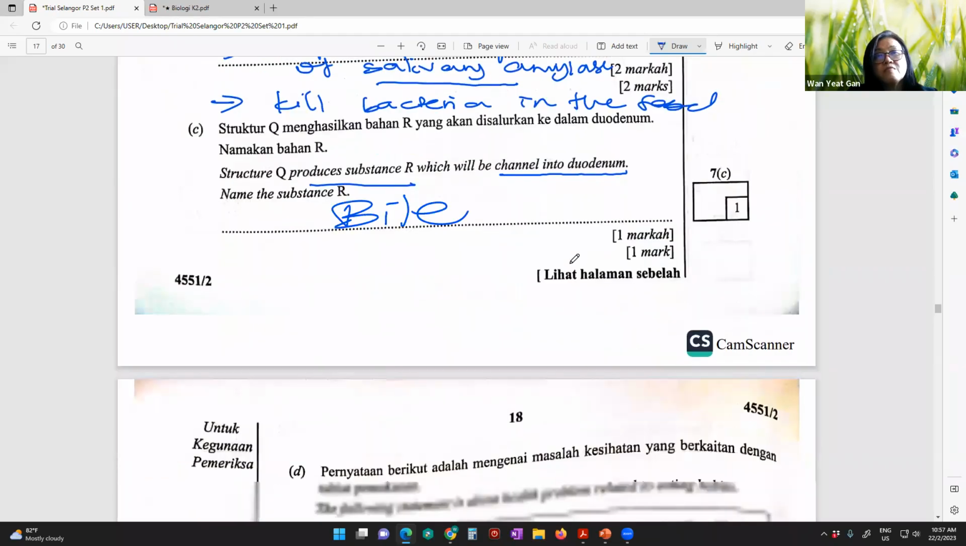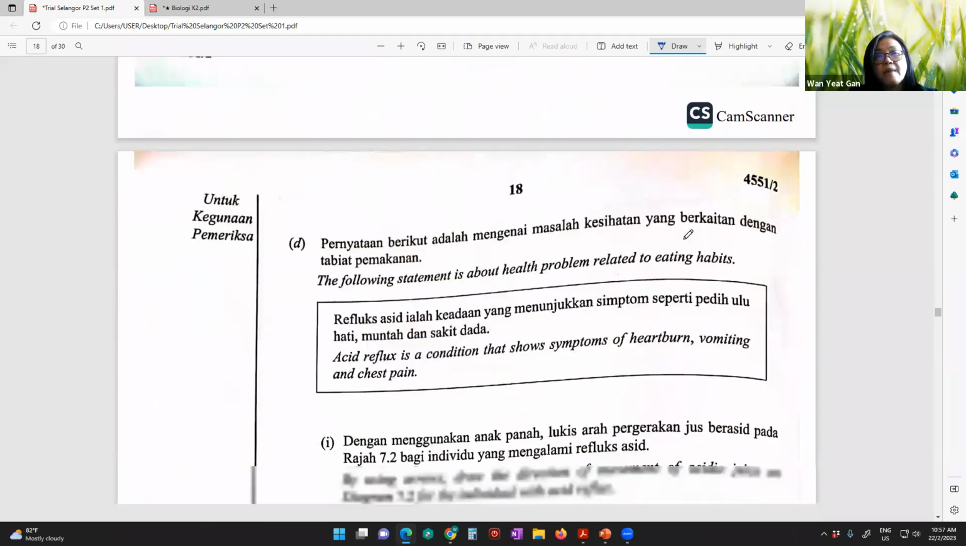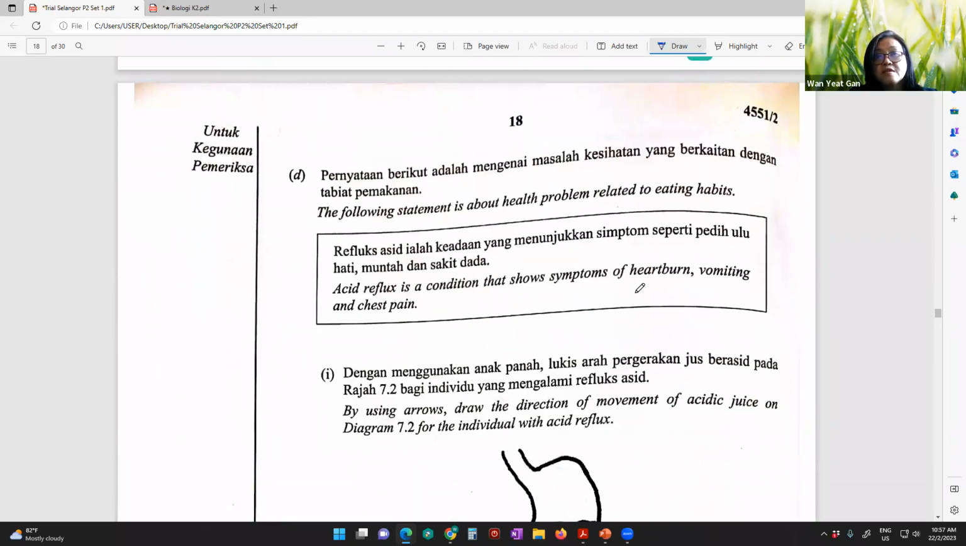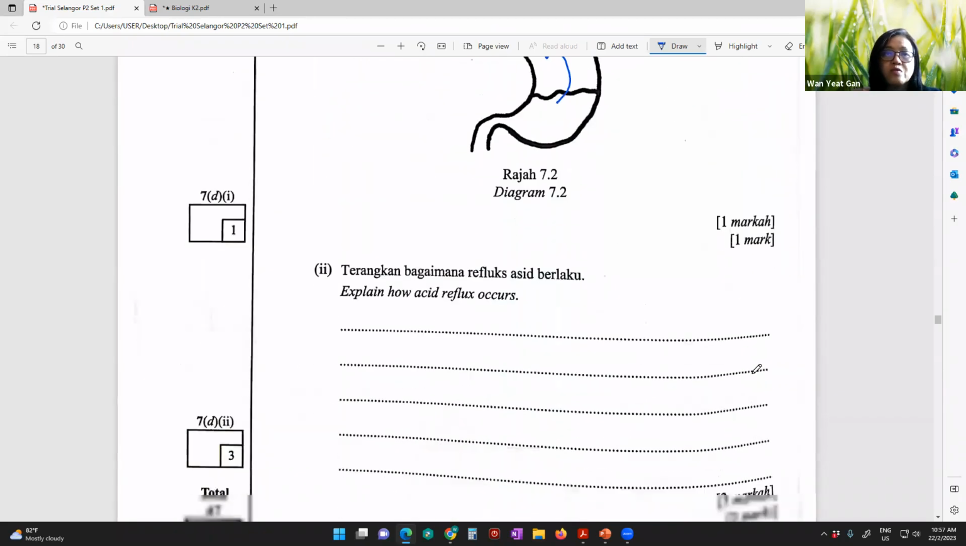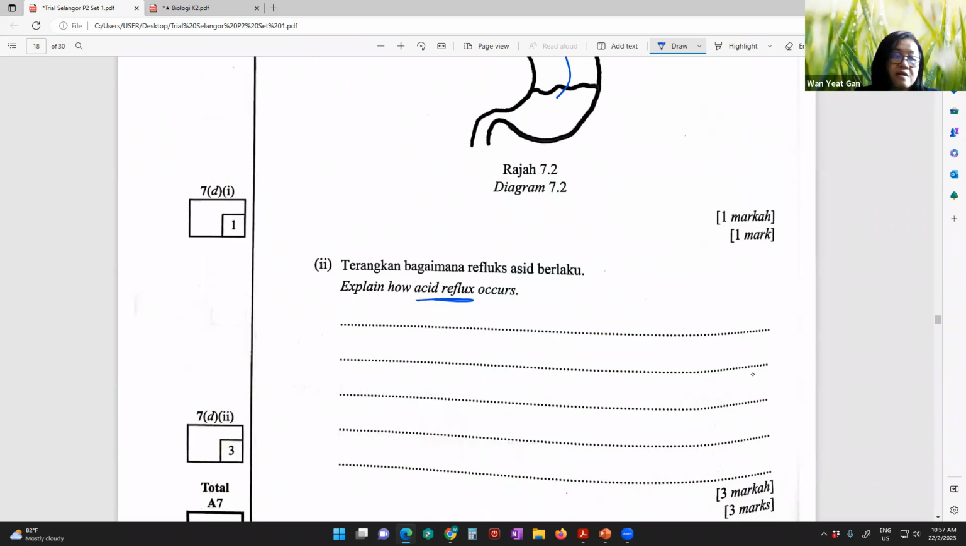The following statement is about a health problem related to eating habit. Acid reflux is the condition that shows symptoms of heartburn, vomiting, and chest pain. By using an arrow, draw the direction of movement of acidic juice for the individual with acid reflux. Now the acid reflux here shows that acid actually moves upward towards the esophagus. So you draw an arrow upward. And then they want you to explain how acid reflux occurs.